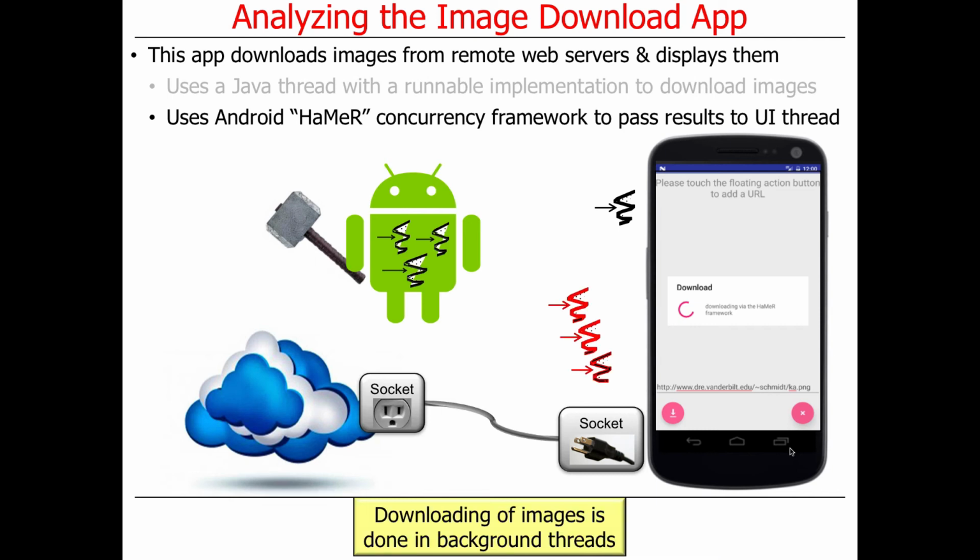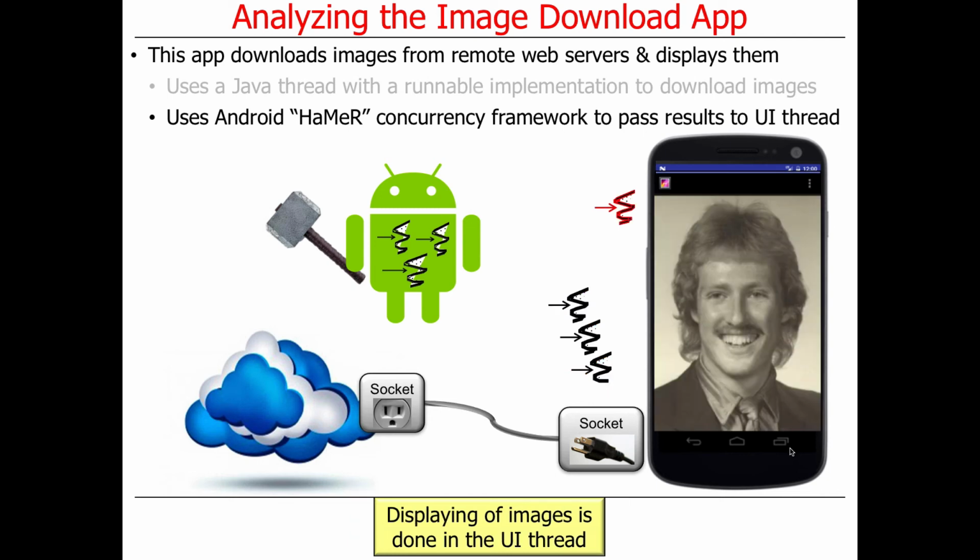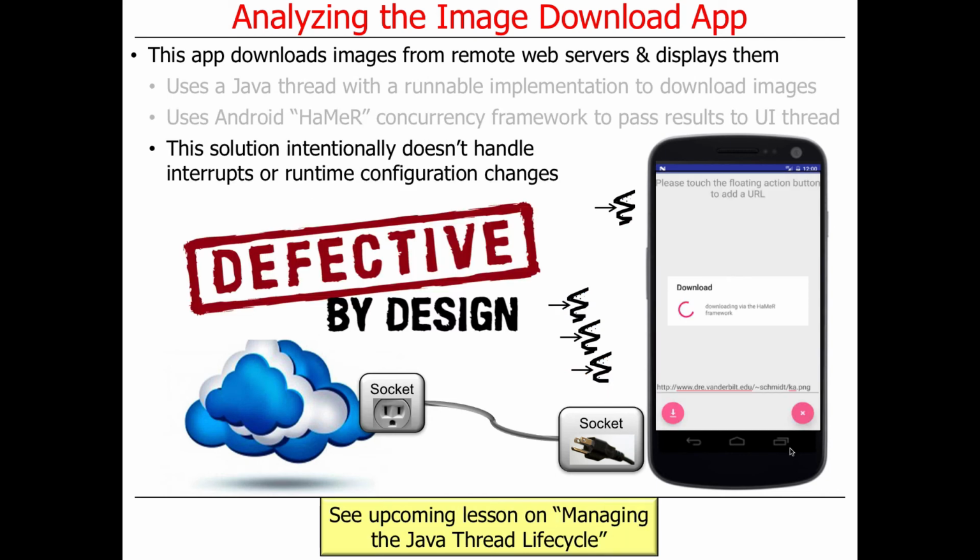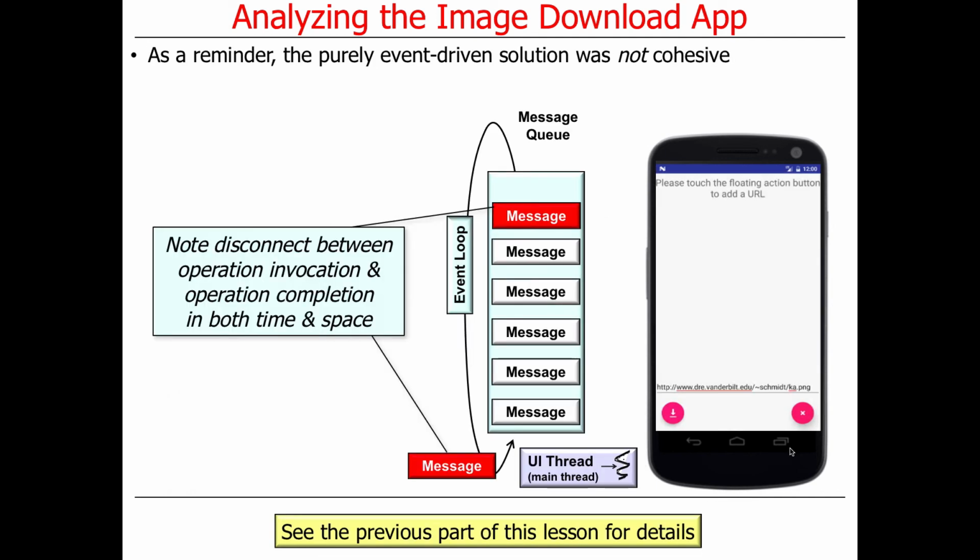That's Thor's hammer. So the downloading of the image is done in the background thread or threads, and then it's displayed in the UI thread. This particular solution is intentionally defective because it doesn't allow you to interrupt the thread that's running. It doesn't allow you to do other runtime configuration changes. We'll cover those things later in the course. This is just to show concurrency.